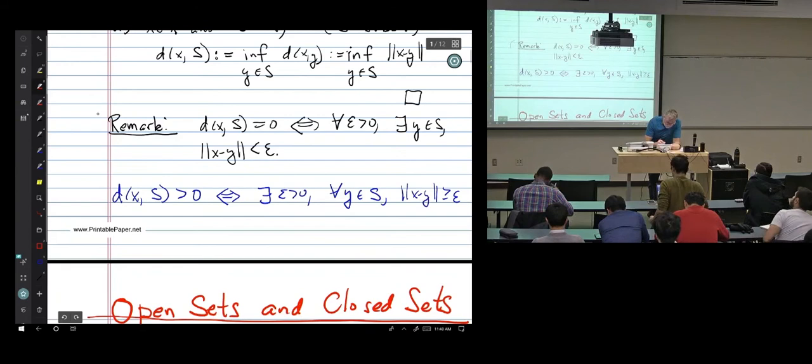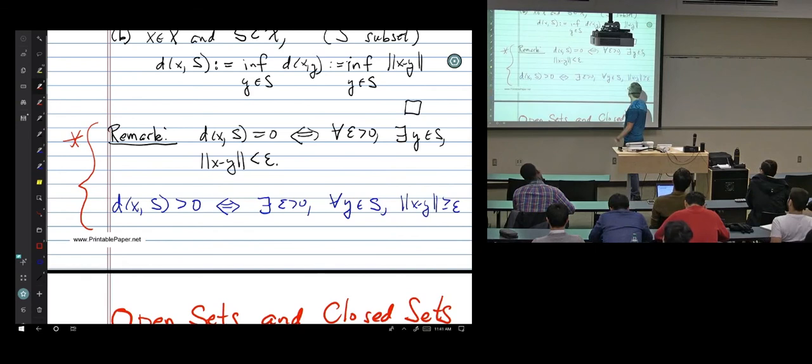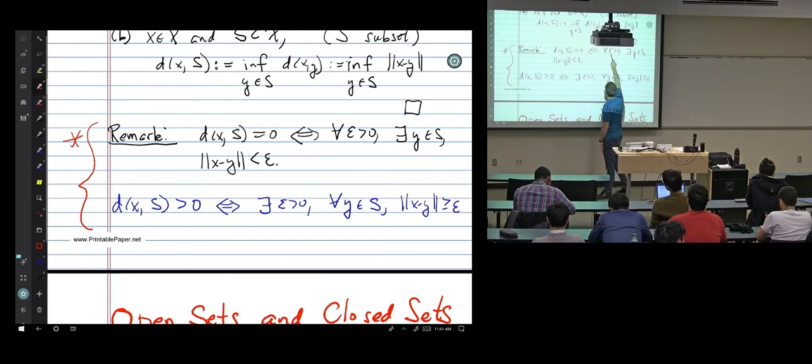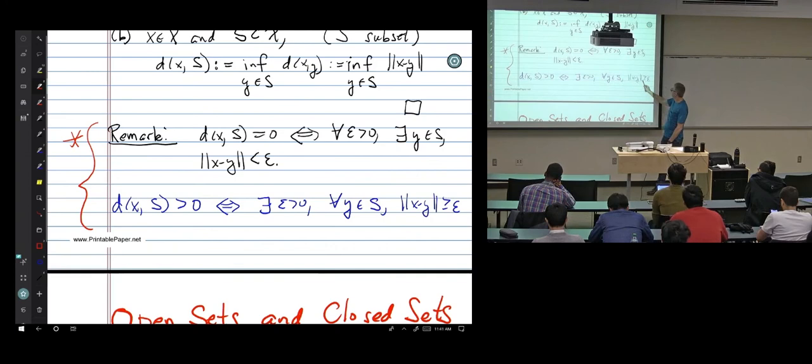Just like I need you to be able to do this as well, okay? All of our definitions of open sets and closed sets come down to this mental gymnastics. The distance is zero no matter how small my approximation error I'm allowed to have. As long as it's positive, I can find an approximant satisfying that. And if the distance is positive, I can always find an approximation error that I can never meet, okay? Every element that I'm allowed to use from my approximation exceeds that given bound.